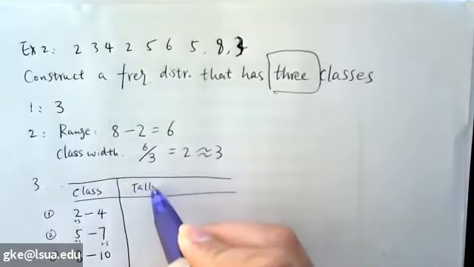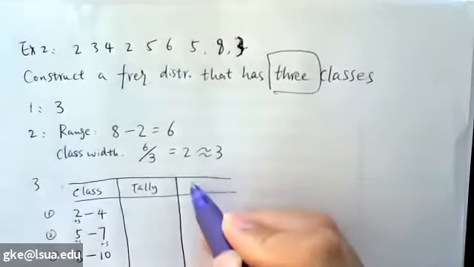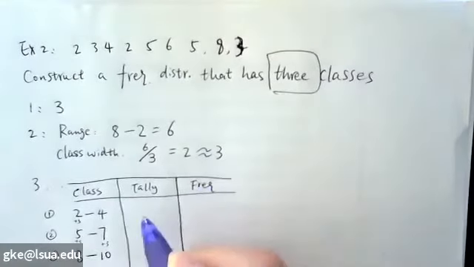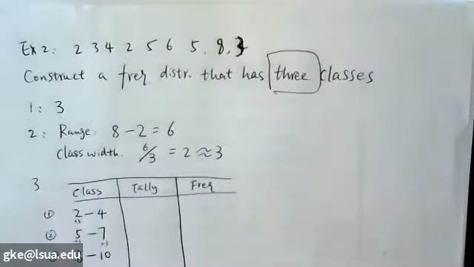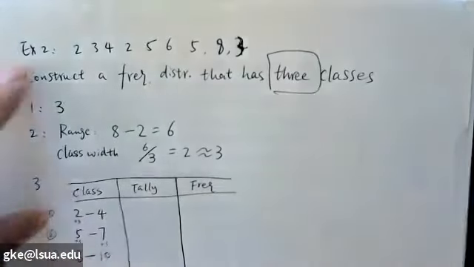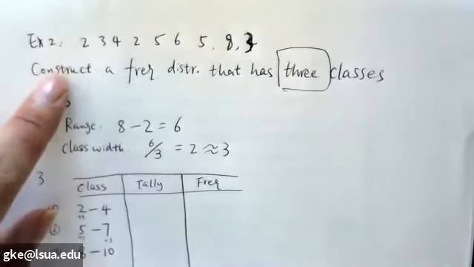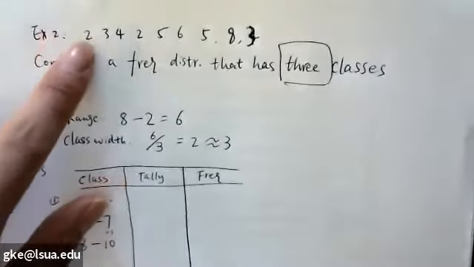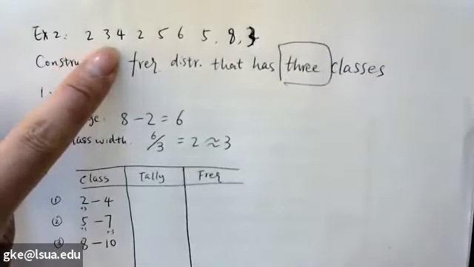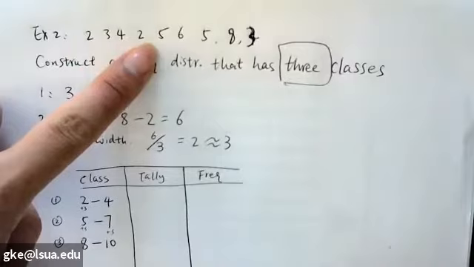And tally and the frequency. So for the tally, we can count the data that belongs to this range, right? From 2 to 4, right? How many numbers? We can count it. 2, 1, 2, 3, 4, 5.